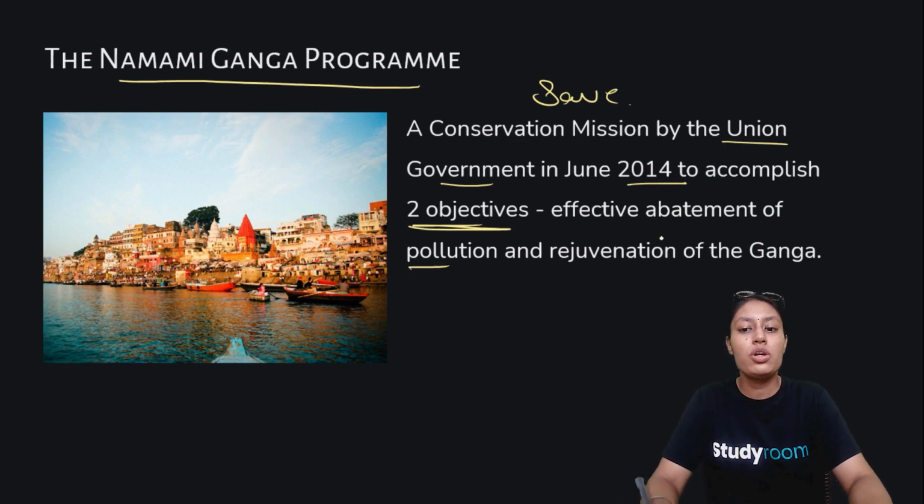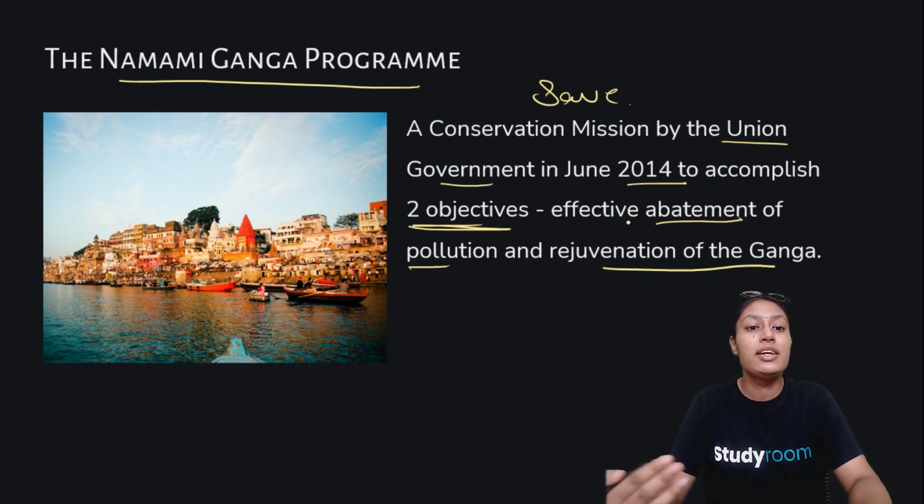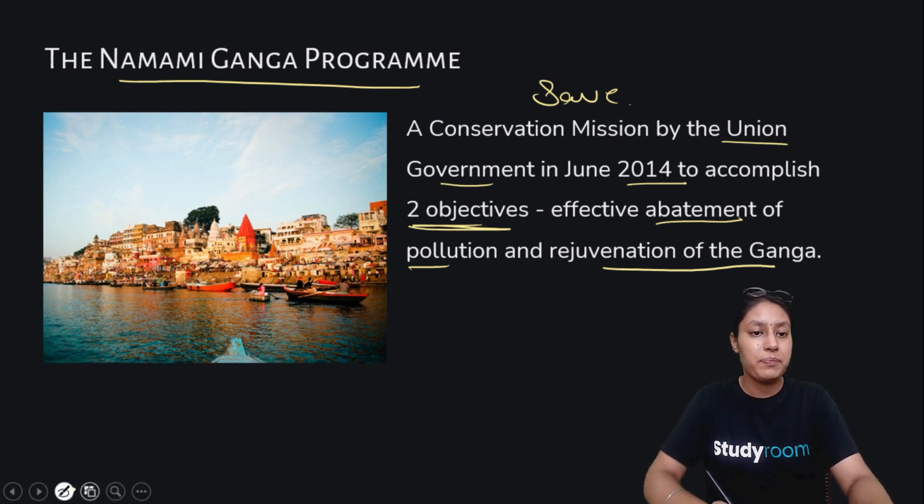First, it was total effective abatement of pollution, meaning eradication of pollution. There should not be pollution, so it's basically cleaning of Ganga and rejuvenating of Ganga, meaning making its purity relive at a point where Ganga has become very, very dirty. So these were the two effective objectives of this particular program.